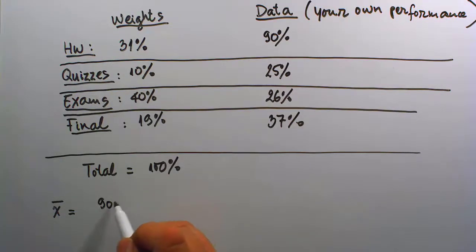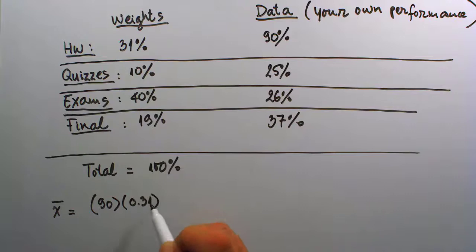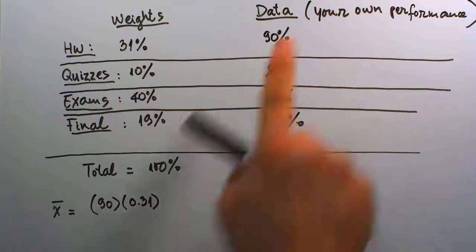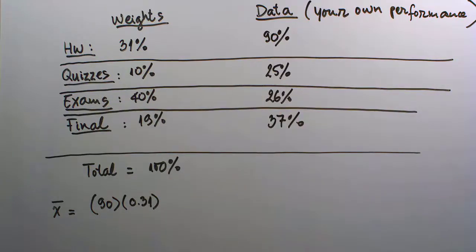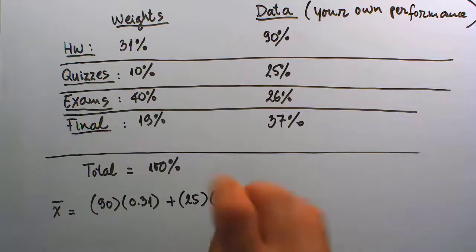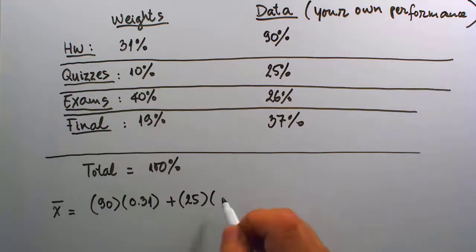90% is the actual score in our data. We are multiplying that with 31%, but I said earlier, express that in a decimal. So 90 as a percentage, that's your actual data, but we multiply with 0.31. The next data value in your own performance is 25%, and that percentage multiplies with the weight being 10% in decimal, which is only 0.1.